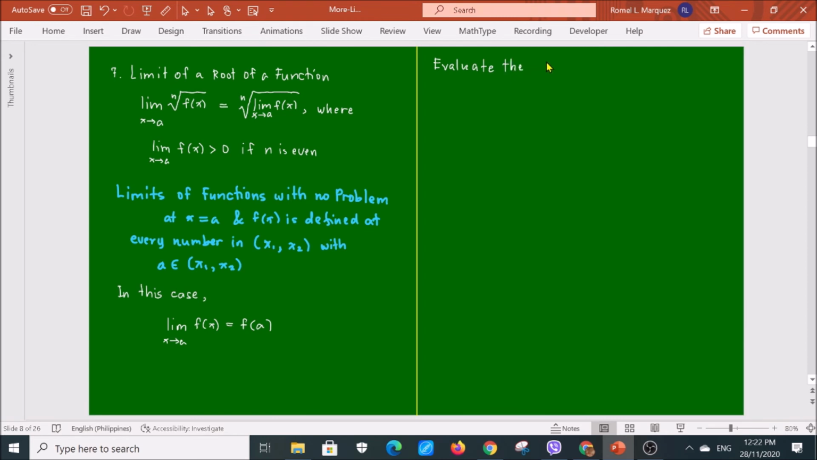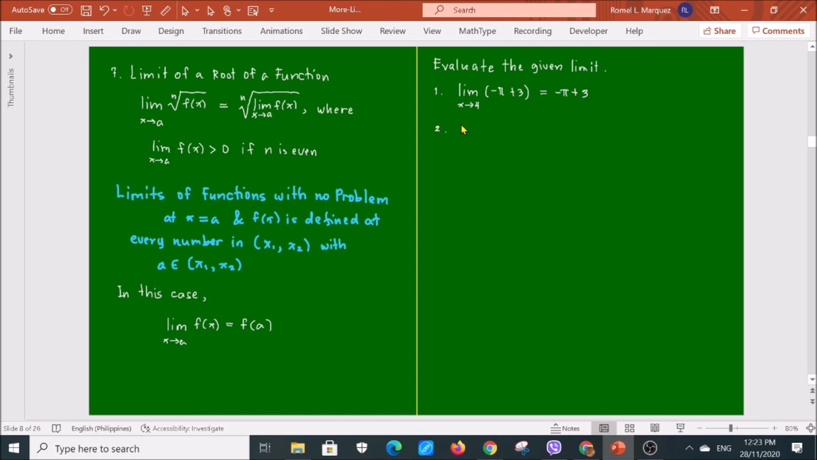In the following examples, evaluate the given limit. Is that clear, guys? Number 1. The limit as x approaches 4 of negative pi plus 3. Is negative pi plus 3 a constant, children? Yes. Therefore, the answer is negative pi plus 3.